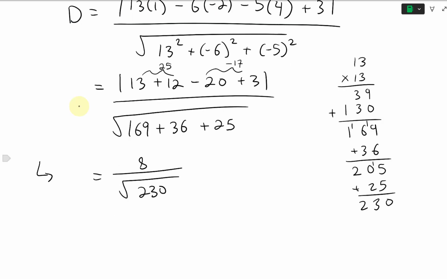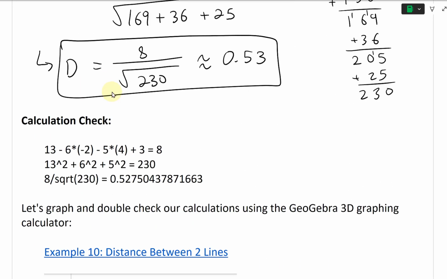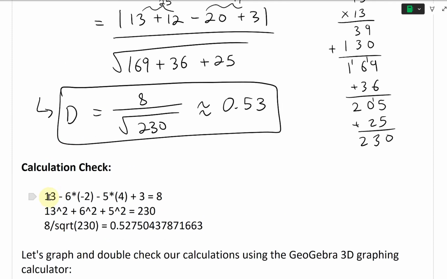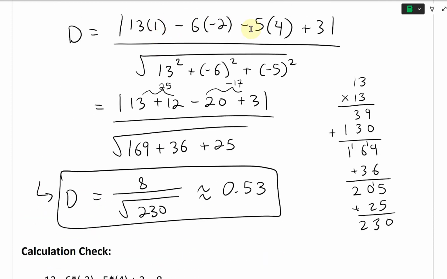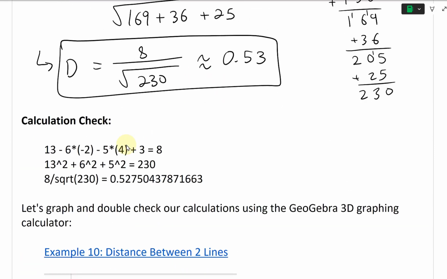All right, I'm going to put the d right here, and this is approximately equal to, when you solve it with a calculator, 0.53. So box this whole thing in. Going further, let's do a calculation check right here. We have 13 minus 6 times 12, that's this part right here, 6 times negative 2, minus 5 times 4 plus 3, and then use a calculator, press equals, 8. That's exactly right. The next one is 13 squared plus negative 6 squared, which is plus 6 squared, plus 5 squared, and this equals 230. And then lastly, 8 divided by square root of 230 equals 0.527, rounded up to 0.53.